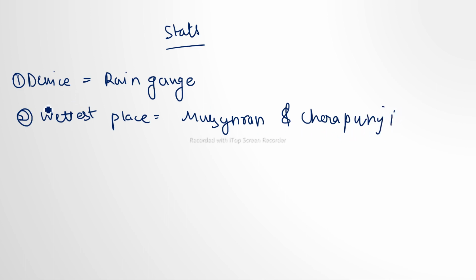Okay, now third important point, there is an imaginary line that is called as isohyet, and this is the imaginary line that is drawn upon our Indian map. Imaginary lines which are drawn according to the intensity of rainfall.